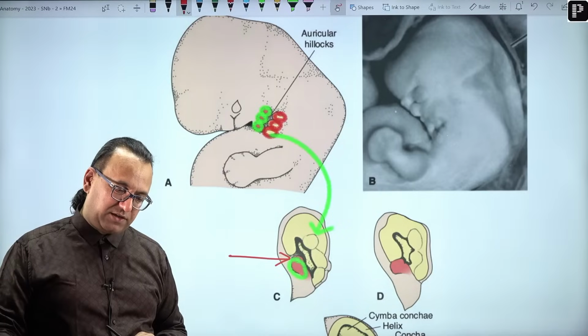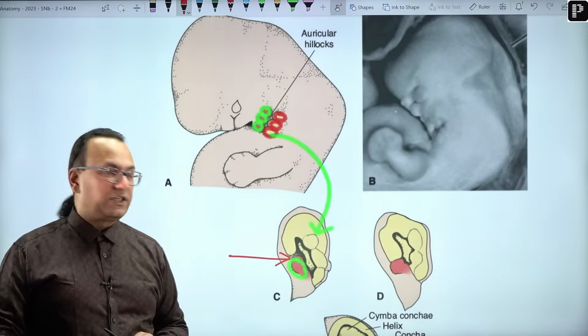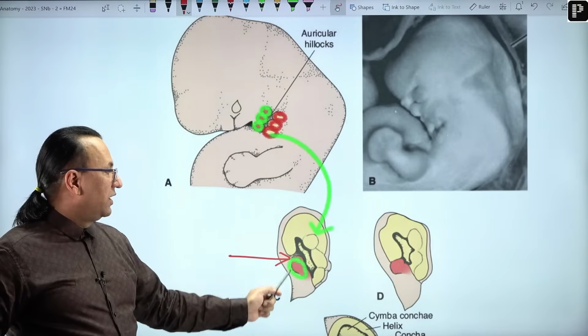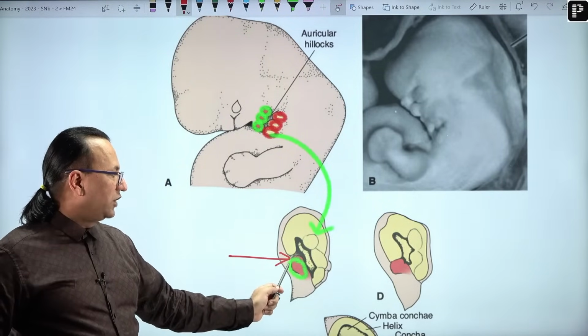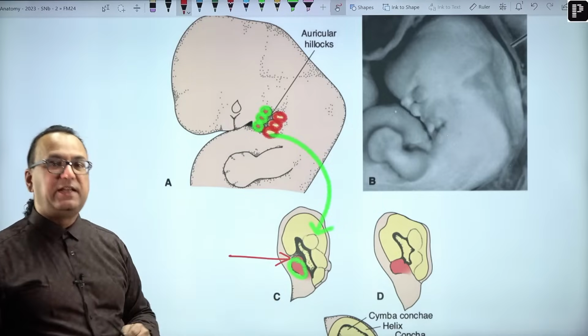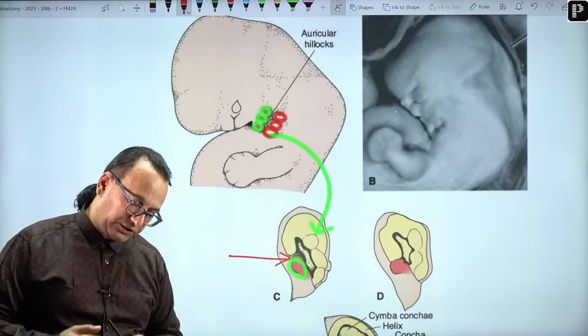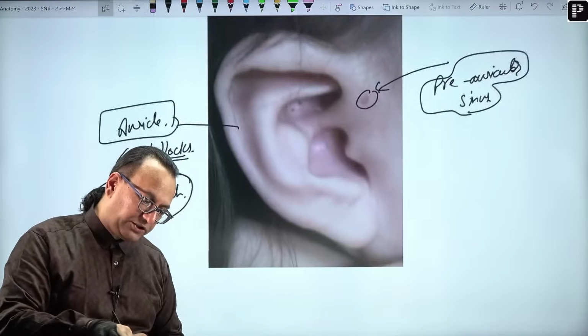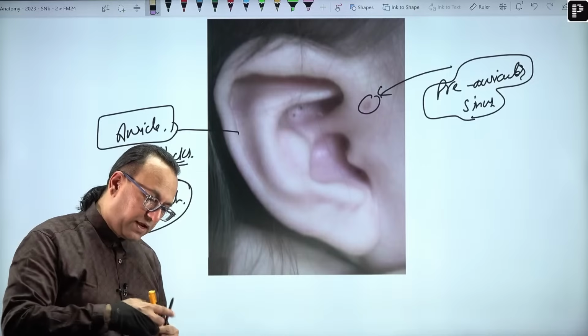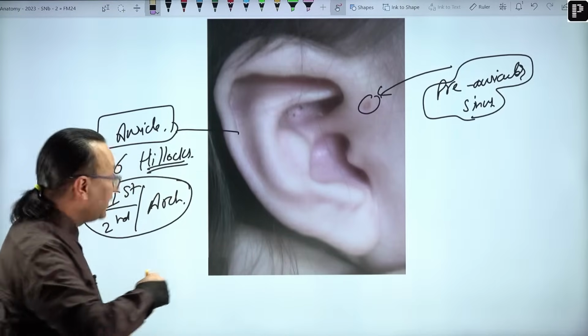If hillocks are mentioned, then there is no issue at all. But if arches are mentioned, you can say failure of closure of the fusion of the arch 1 and arch 2 derivatives. That can lead to this pre-auricular sinus. So this was your case. Let me rub this off so that things become a bit clear to you.